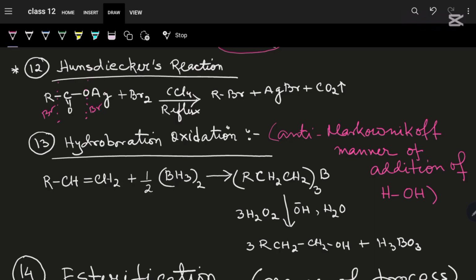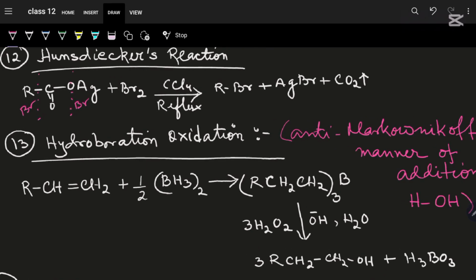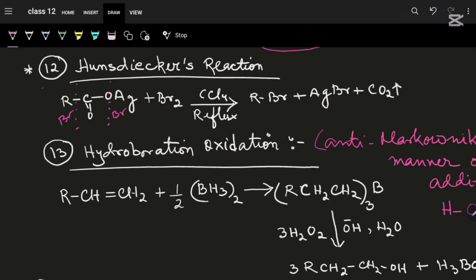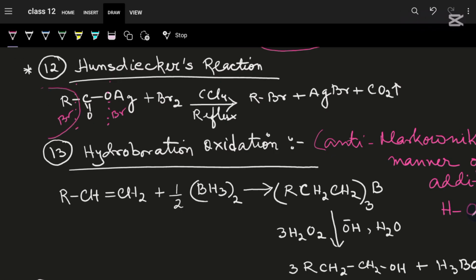Now next, Hunsdiecker reaction. The name of the reaction is not given in NCERT. I have just named it extra. Otherwise, RCOOAg reacts with bromine in presence of CCl4 under reflux condition. Reflux is the process. Then this breaks to form RBr. You get RBr, you get AgBr, and here you can see CO2. So you are seeing RBr, AgBr and CO2.